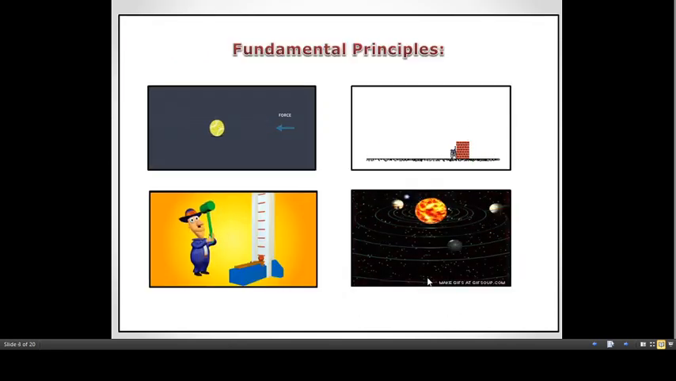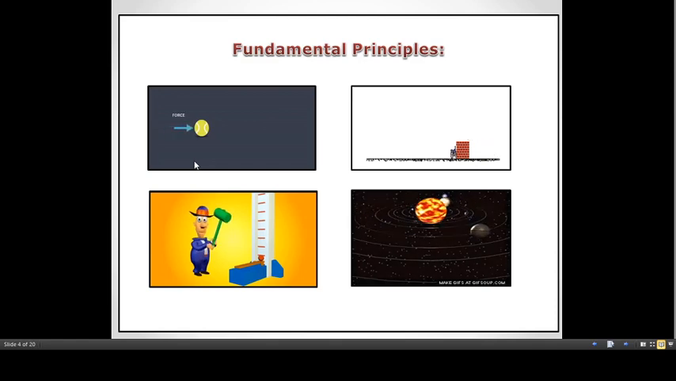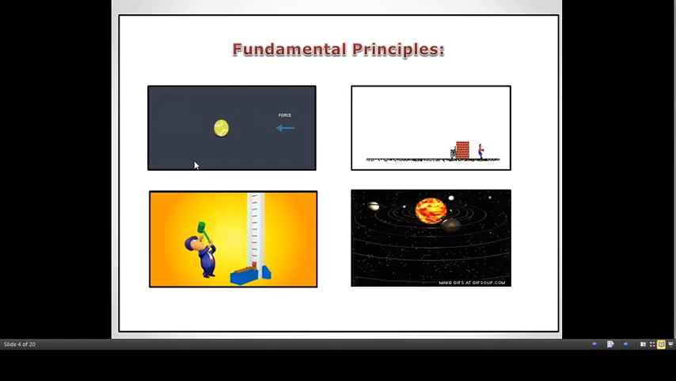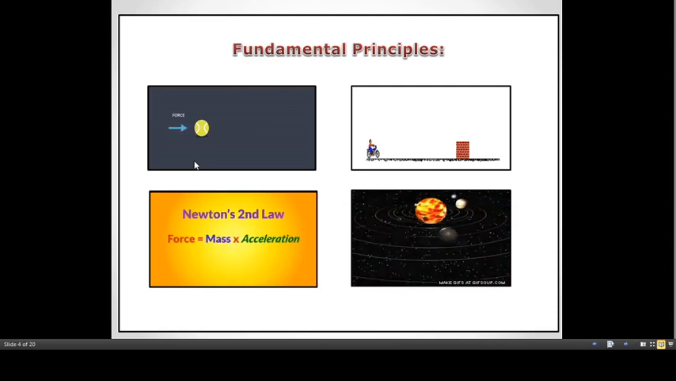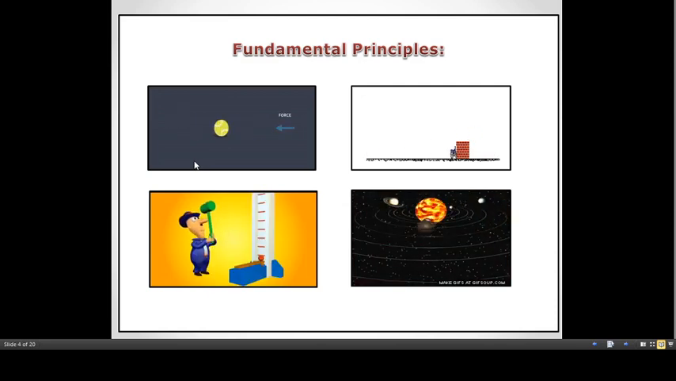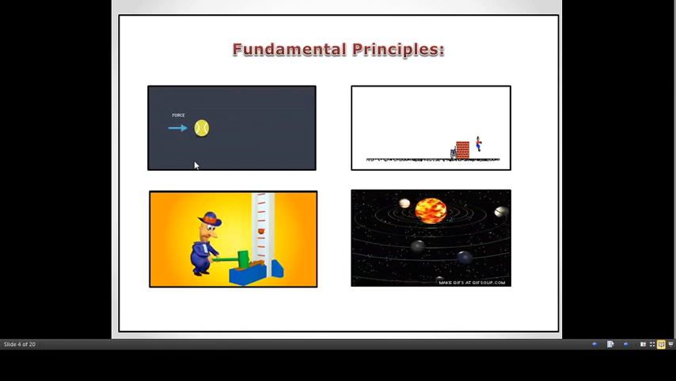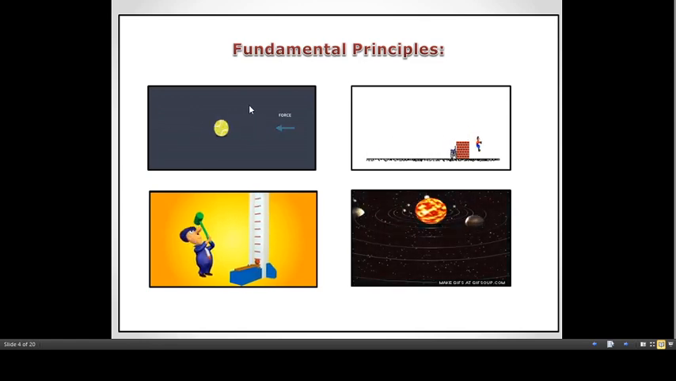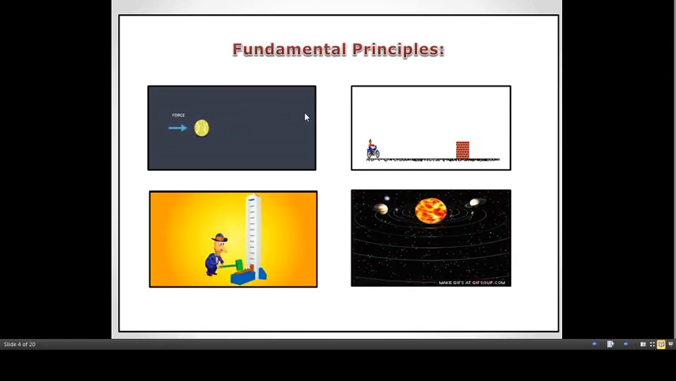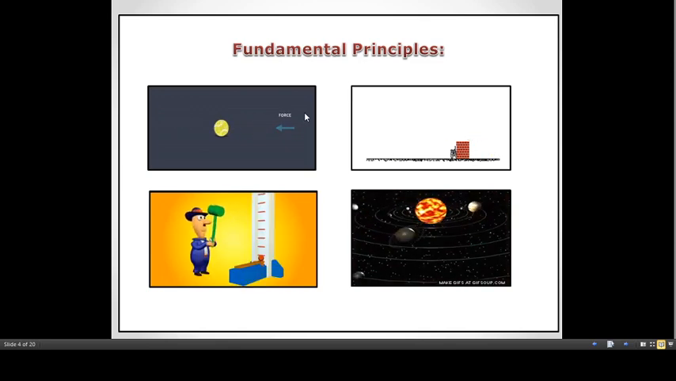Now, enjoy these fundamental principles. Yes, what's about this one? This is Newton's first law of motion. Do you know what is Newton's first law of motion? Yes, every body continues in a state of rest or uniform motion in a straight line unless it is acted upon by an unbalanced force.